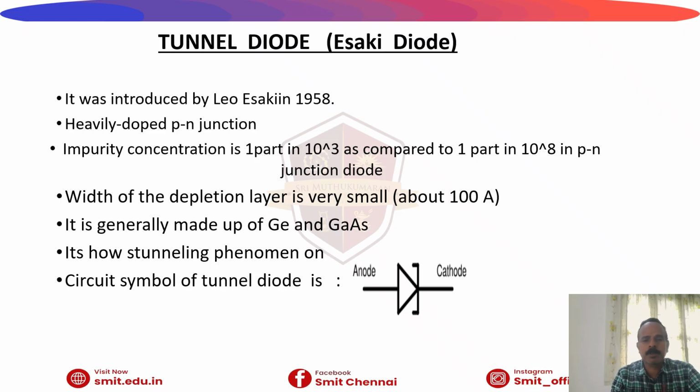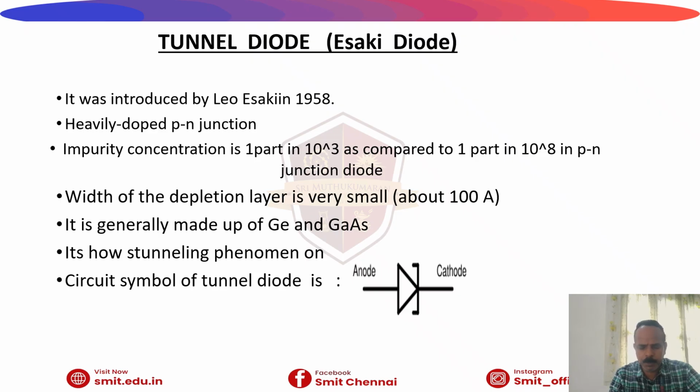Under this, I'm going to talk about the tunnel diode, which is also called the Esaki diode. It was introduced in the year 1958 by Leo Esaki. It is a heavily doped p-n junction diode. Generally, it operates based on the quantum mechanical effect known as tunneling. Unlike an ordinary p-n junction diode, the tunnel diode has an extremely high level of doping. The impurity concentration is approximately 1 part in 10 power 3 atoms compared to 1 part in 10 power 8 atoms in the normal case.